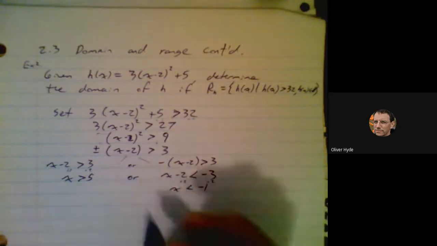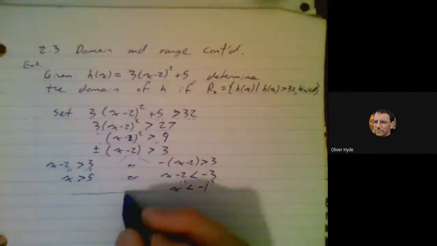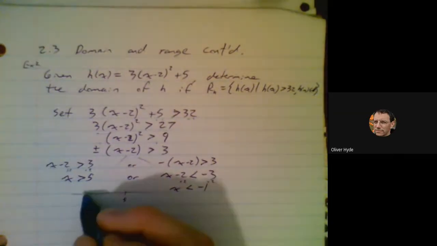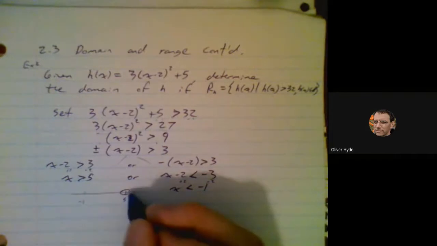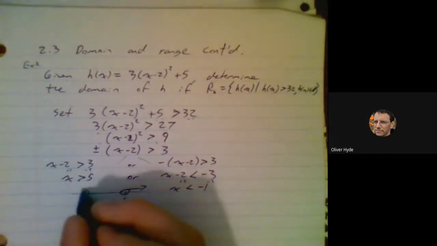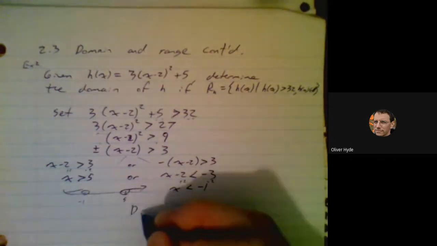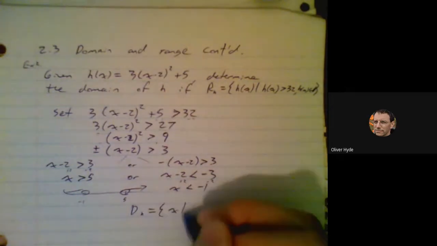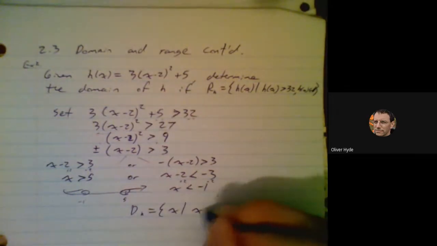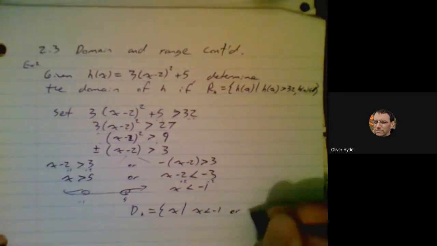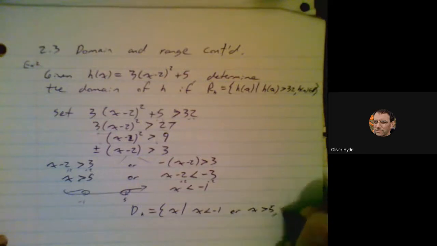I check it for contradictions or truisms here. Here's 5, here's negative 1. x is greater than 5, or x is less than negative 1. So my domain of h is the set of all x values such that x is less than negative 1, or x is greater than 5, x an element of the real numbers.